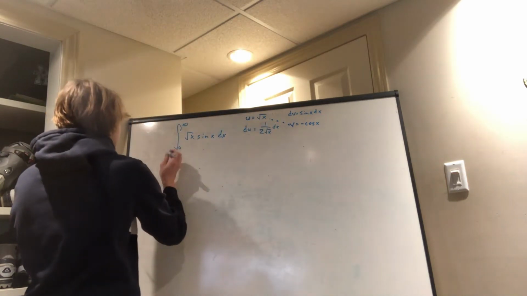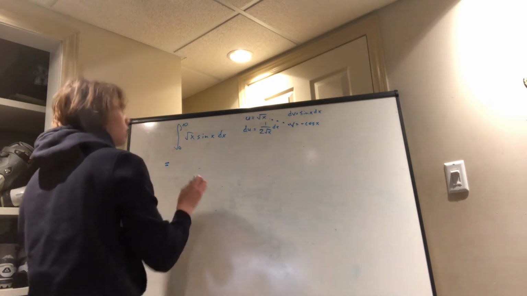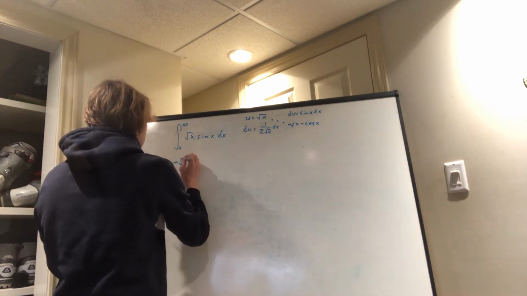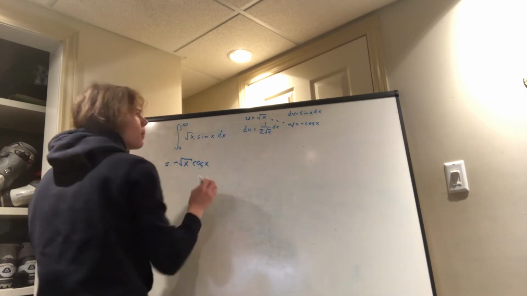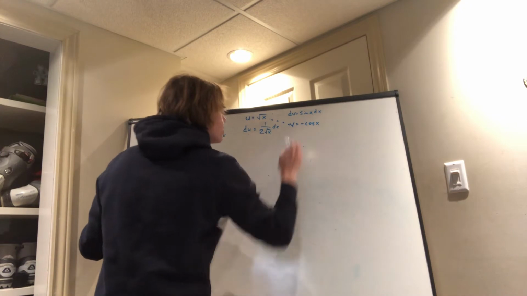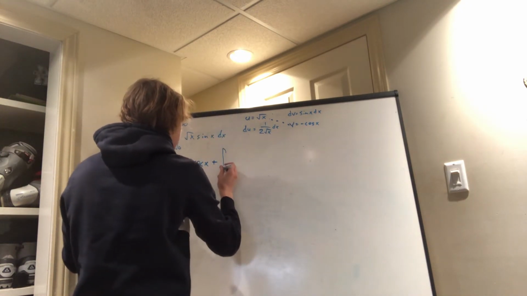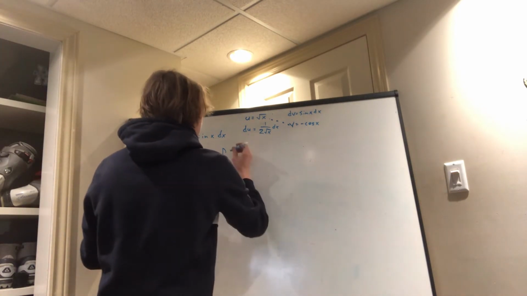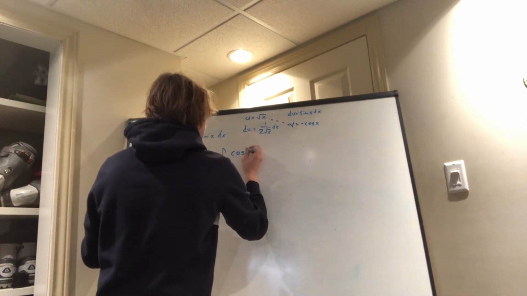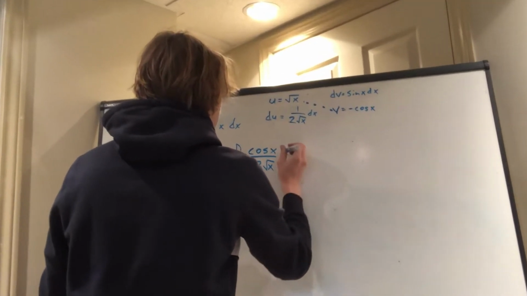And then let's add them and then minus that. So we're going to get this integral equals minus square root of x cos x, plus, since we have a minus here, plus the integral of cos x over square root of 2x dx.